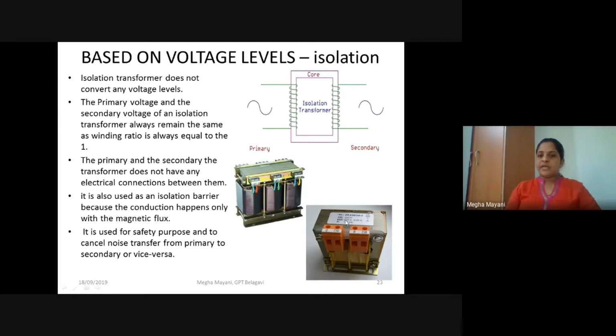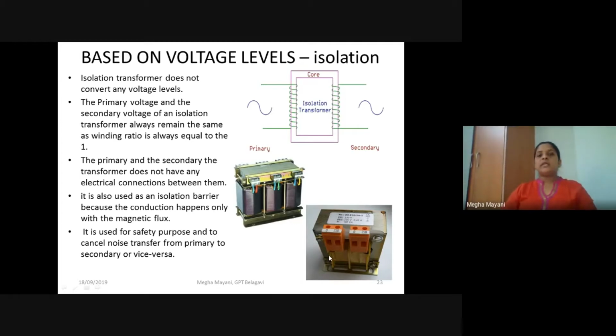If you can read the values quoted on this transformer, it is 230 volts, 230 volts. So it means that the voltage on primary and secondary both are 230 volts. And the input output power is 100 volt amperes, sorry. So these are examples for isolation type of transformers.